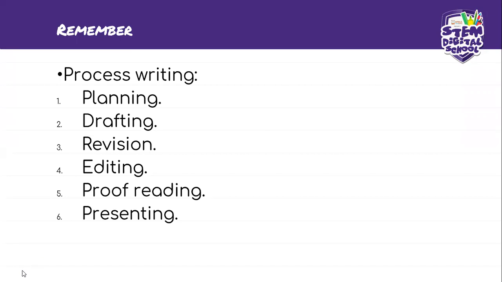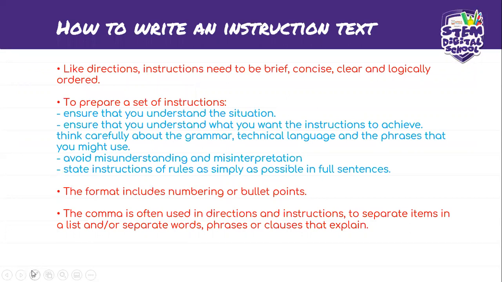So yes, that is what an instruction text does. It does help us to do something. It informs us about the steps we need to take when we do something or the steps we need to take when we go somewhere. All right, okay, so that is what an instruction text is about.